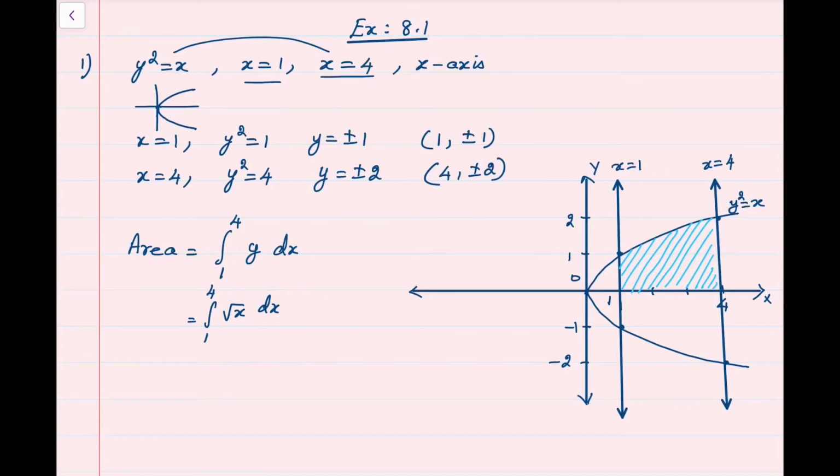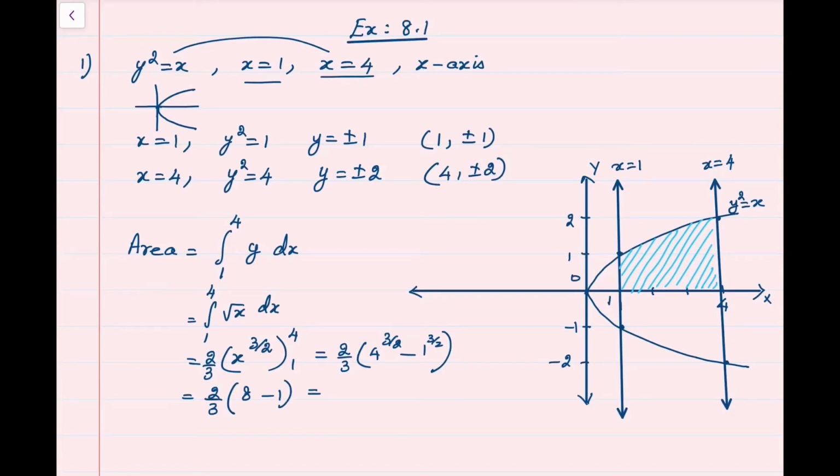We will use integral of x power n formula, which is x power n plus 1 by n plus 1. It becomes x power half plus 1 divided by 3 by 2, which can be written as into 2 by 3. And the limits are 1 to 4. Let us substitute the limits. 4 raised to 3 by 2 minus 1 raised to 3 by 2. 2 by 3 times 4 power half is 2, 2 cube is 8 and minus 1. 7 2s are 14 divided by 3 square units.